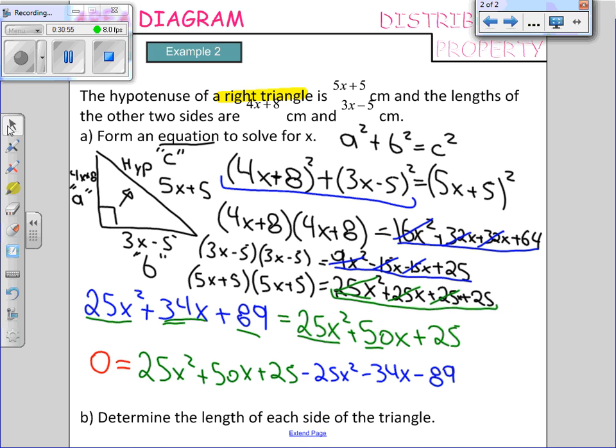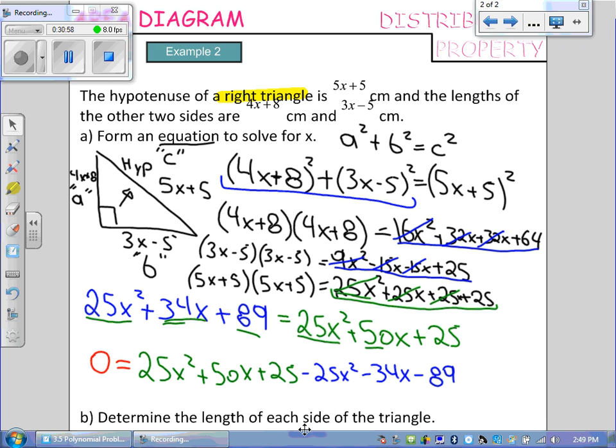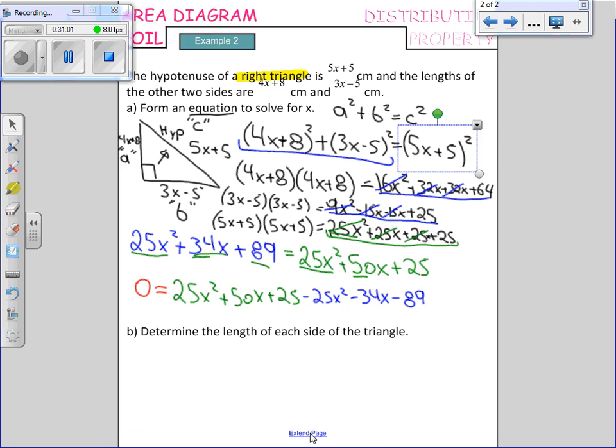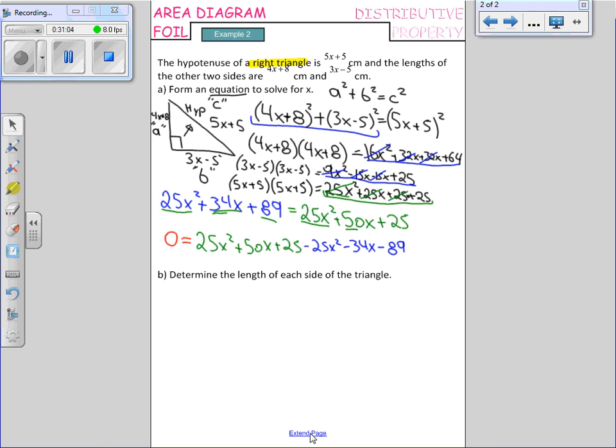So then you have 0 is equal to, and you combine your x squares, that's going to cancel with that to give you nothing. 50 minus 34 is going to give you 16x left. This is still part A continued. 25 minus 89 gives you what? Ooh, we got some different answers. Negative 64. Yeah.